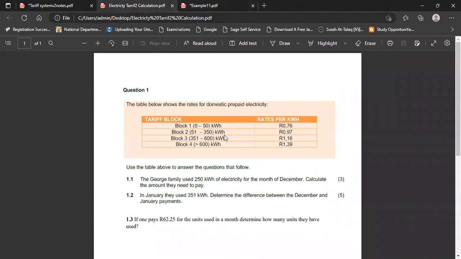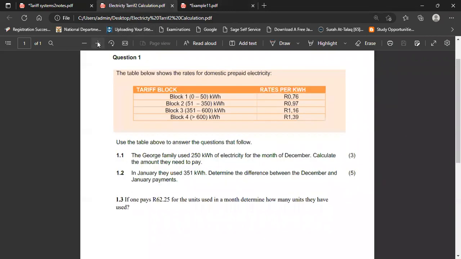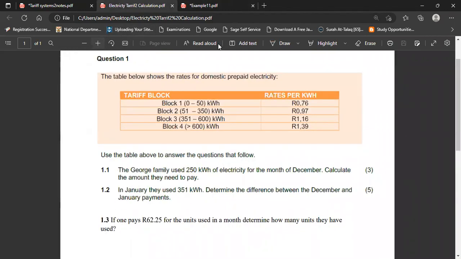Okay, let's look at this. Okay, now we are here. The table below shows the rates of domestic prepaid electricity.